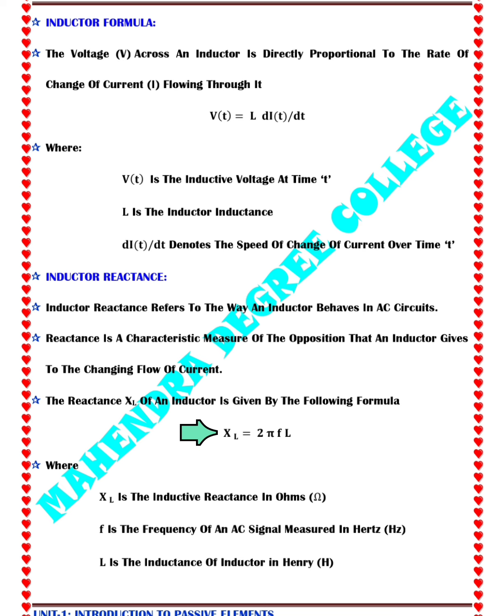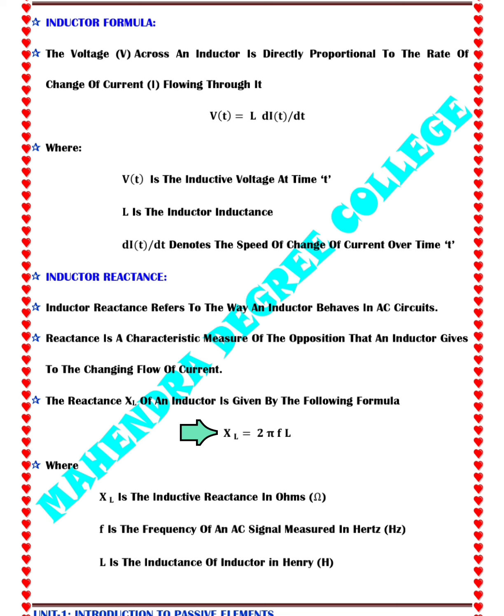What each symbol means: XL represents inductive reactance. This is the opposition an inductor gives to alternating current, measured in ohms. 2 pi represents a constant, approximately 6.28, which comes from the relationship between circular motion and frequency.